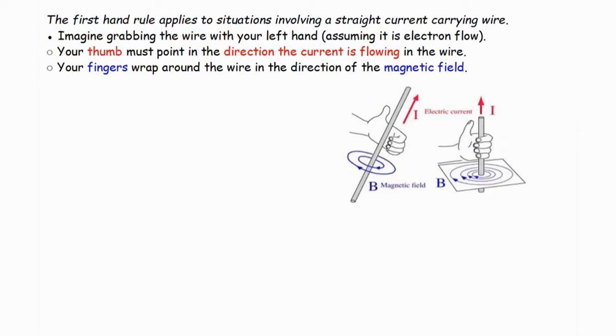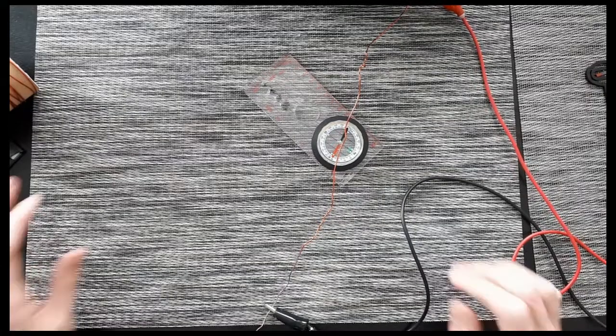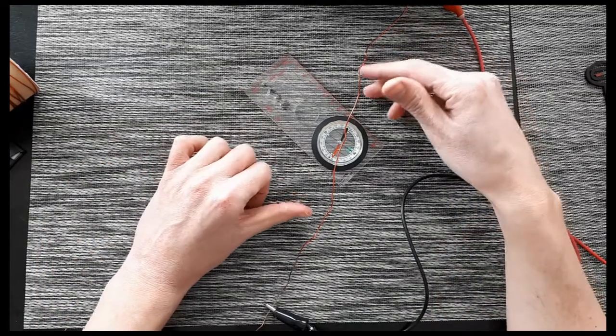So the first hand rule applies to straight wires. This could be a straight wire where maybe electrons are going that way, or a straight wire like this where the electrons are coming out of the page. When I talk about a straight wire, the first hand rule says that my thumb goes in the direction that the current is flowing. My fingers wrap around the direction of the external magnetic field. So here's the first hand rule. The first hand rule has to do with straight wires.